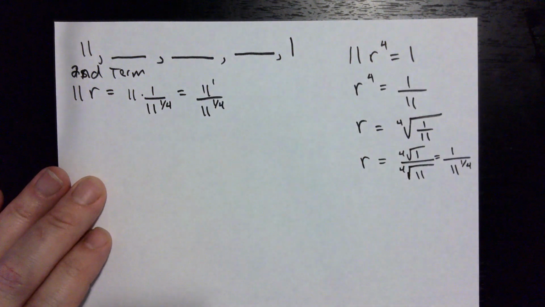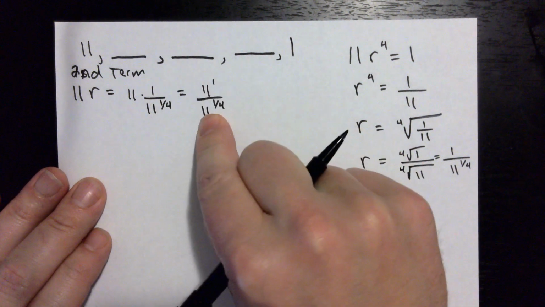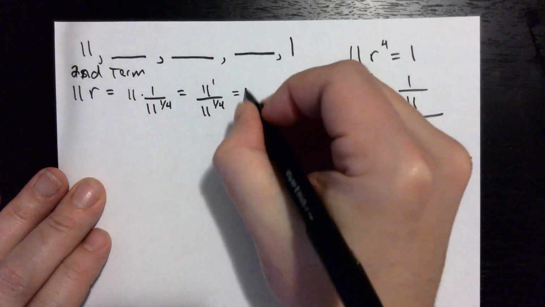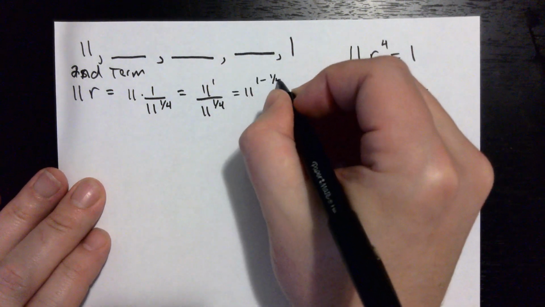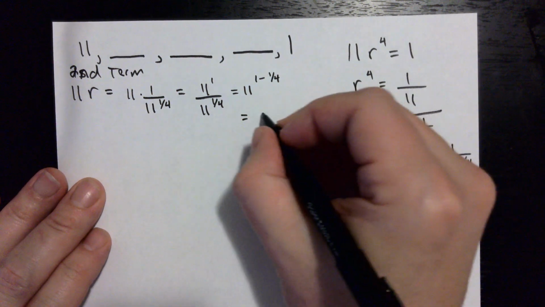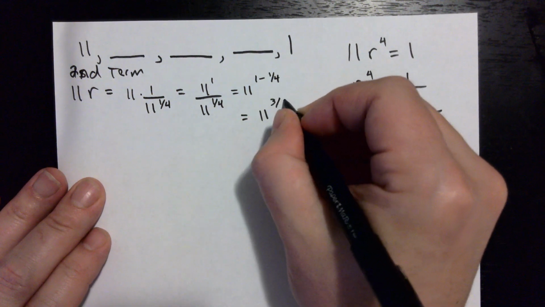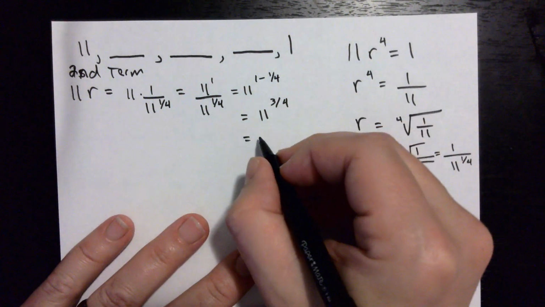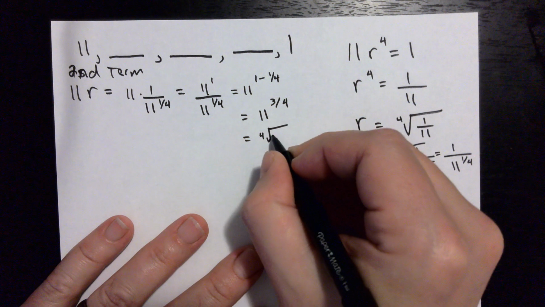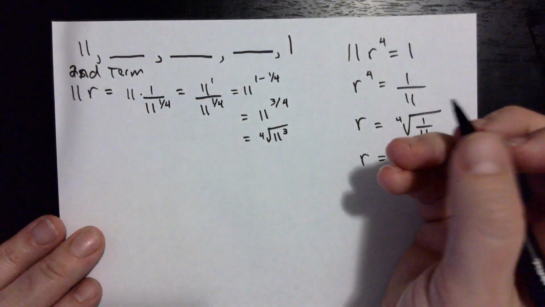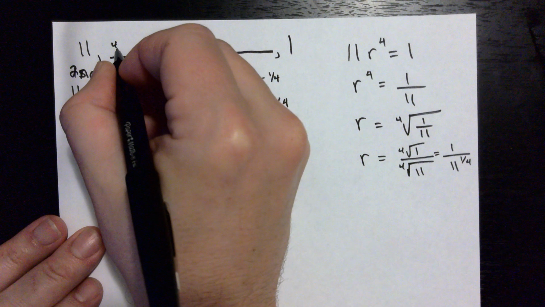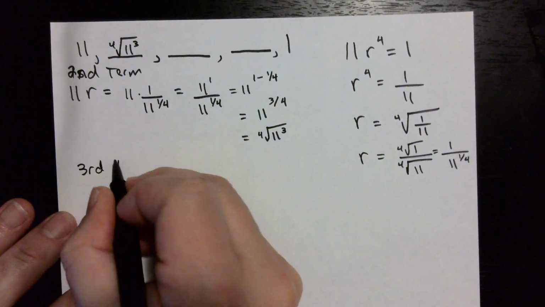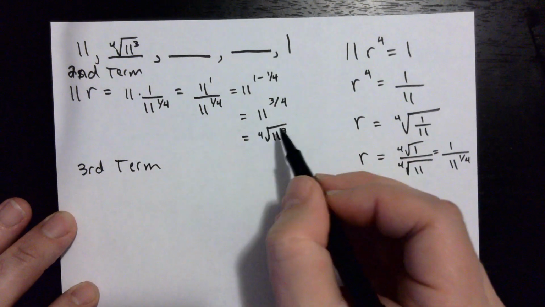Now, if you know your power rules, since we have the same base and we're dividing, you subtract these exponents. So it becomes 11 to the 1 minus 1/4, and 1 minus 1/4 is 3/4, so 11 to the 3/4, which, if we write it in the correct radical form, would be the fourth root of 11 cubed. Let's get the third term. And I'm going to deal with it in this form and not this form.